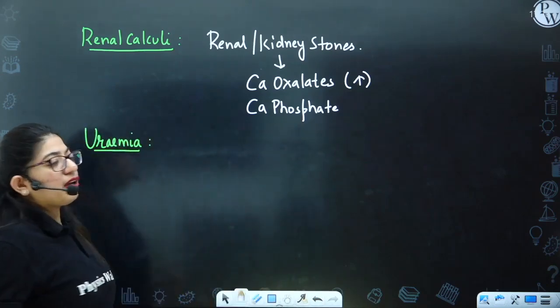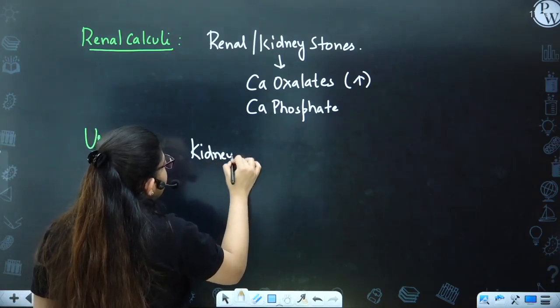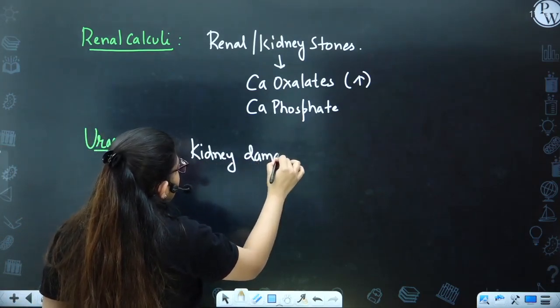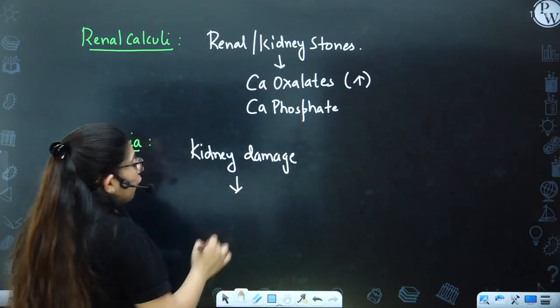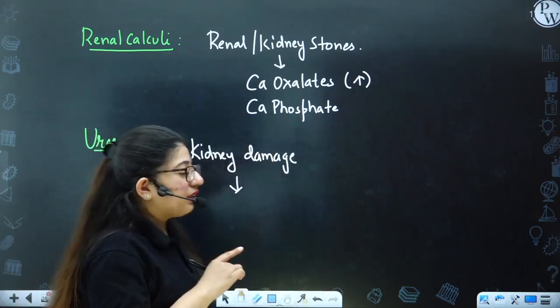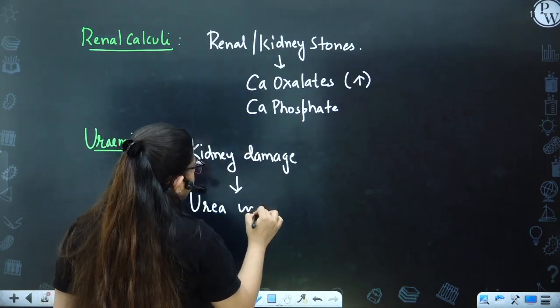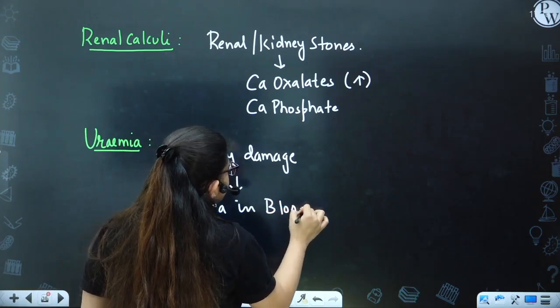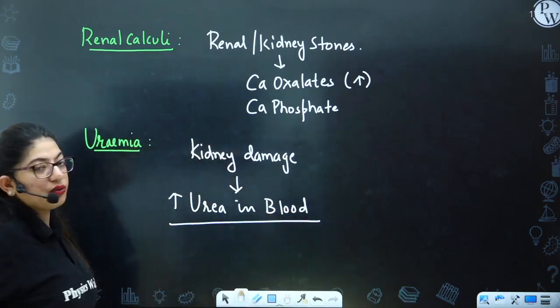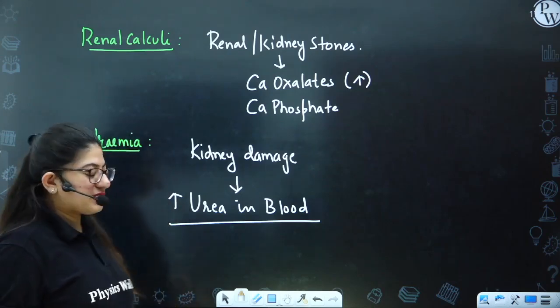Next, we have uremia. Uremia occurs whenever a person has kidney damage. For example, the kidneys of a person get damaged. Now urea will not be excreted and will accumulate in the blood, hence there is an increase in urea in blood, and this is known as uremia. What do you call it? Uremia. At that point we ask the person to go for dialysis.